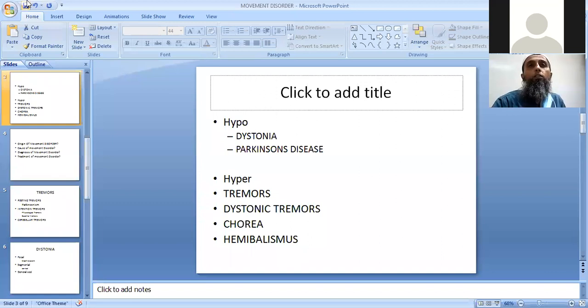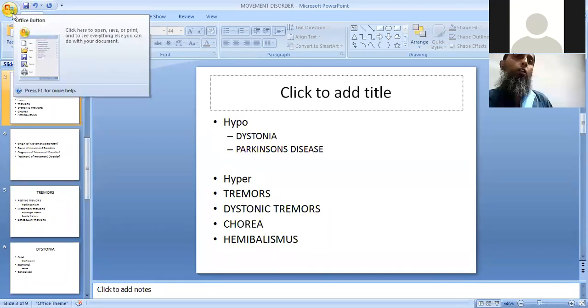Then, since dystonic tremors and dystonia have both things together, we need to understand what dystonia is. Dystonia is basically a continuous spasm of one sort of muscles, like flexors or extensors. There may be a combination of both flexors and extensors, but there is persistent contraction. And that leads to an abnormal movement or abnormal posture of that part of the body.